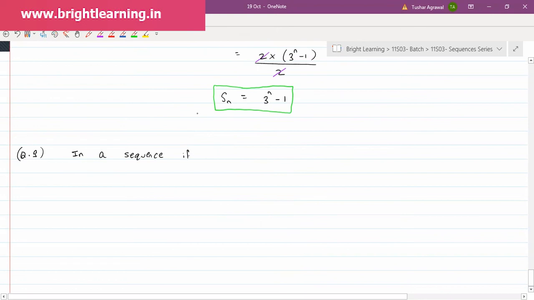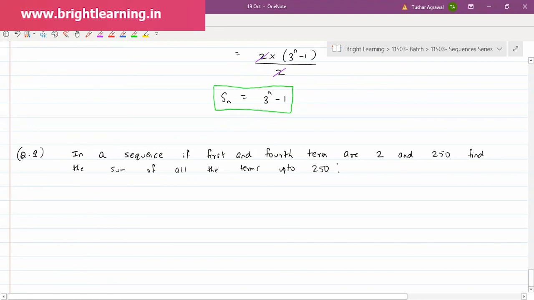In a sequence, if the first and fourth terms are 2 and 250, find the sum of all the terms up to 250. I'm not telling the 250th term. I'm telling terms up to 250.